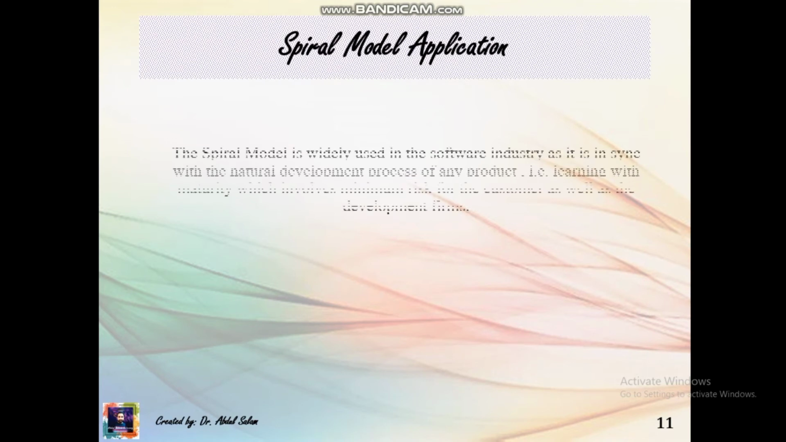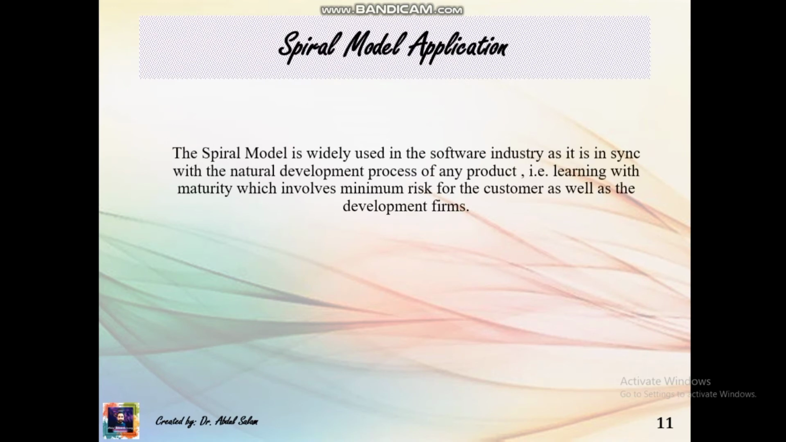Spiral model application. The spiral model is widely used in the software industry as it is in sync with the normal or natural development process of any product, that is, learning with maturity, which involves minimum risk for the customer as well as the development firms.